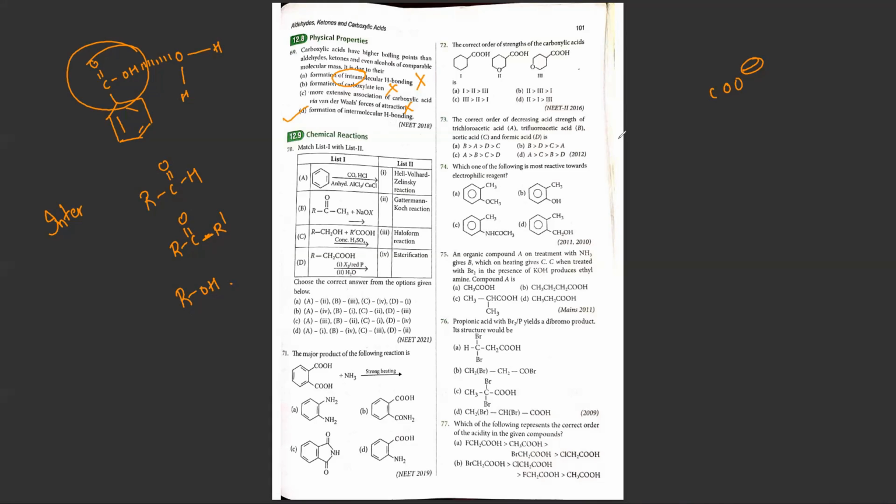So it is due to formation of hydrogen bonding, because in carboxylic group you can see there is an OH. Okay, more electronegative atom, that is oxygen, is present. So this oxygen atom, which is combined with hydrogen, has a tendency to form hydrogen bonding with other molecules. Okay, so we'll go for the next question.